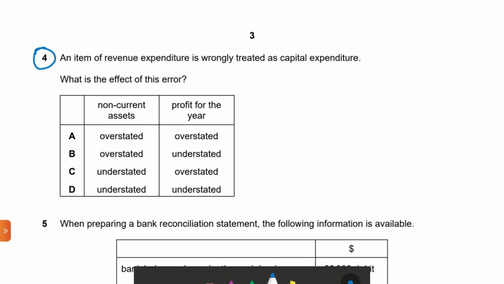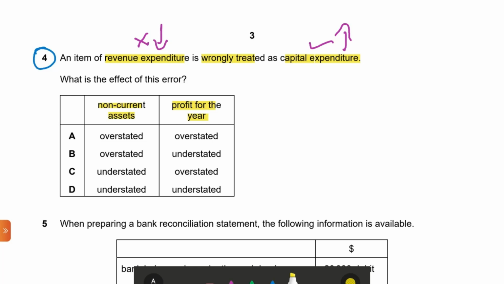An item of revenue expenditure is wrongly treated as capital expenditure. It means it is not entered as revenue expenditure, but entered as capital expenditure. So where you have to enter the revenue expenditure, it will be understated and capital expenditure is overstated by the mistake. What is the effect of this error on non-current asset and profit for the year?